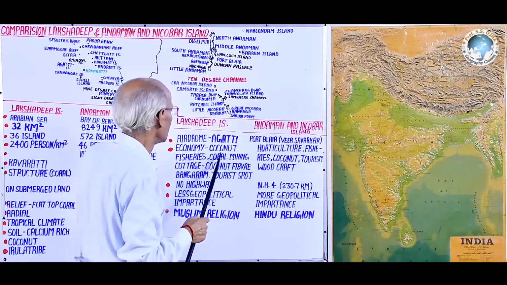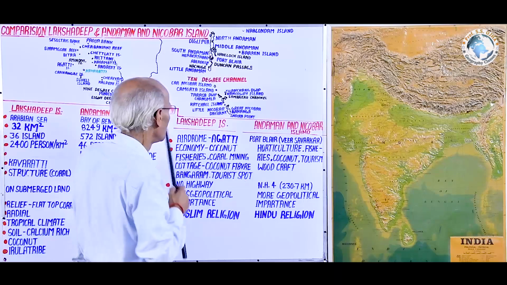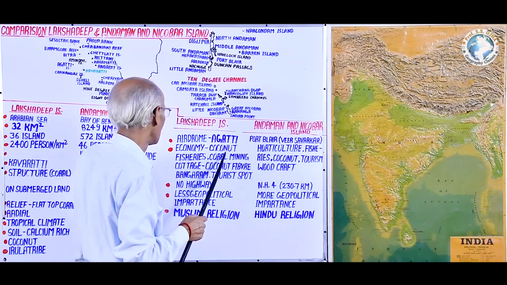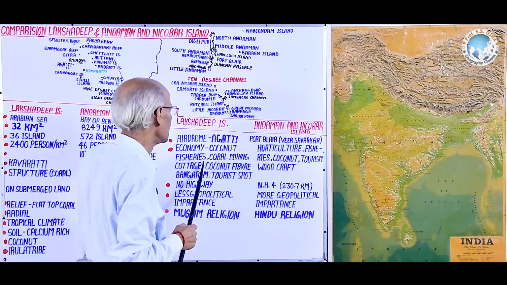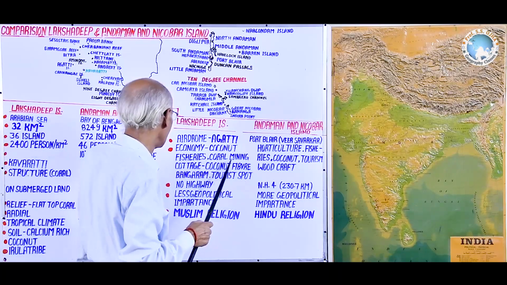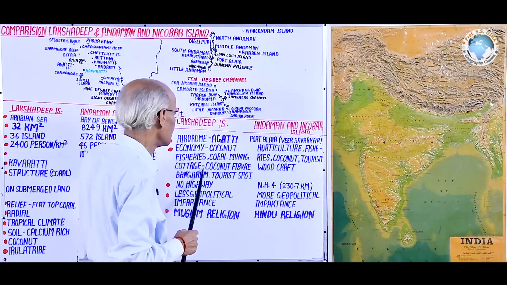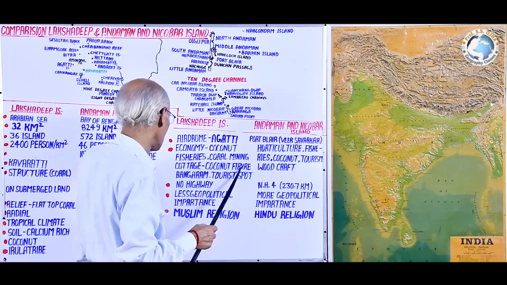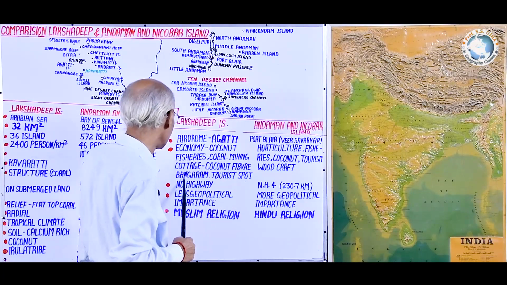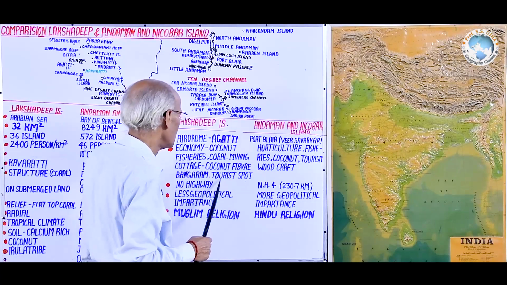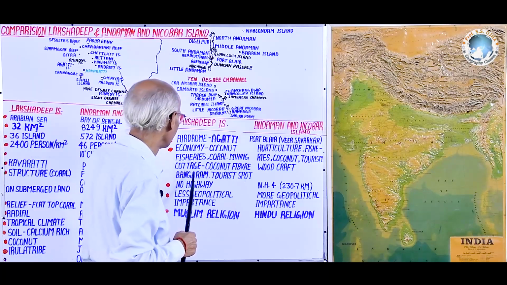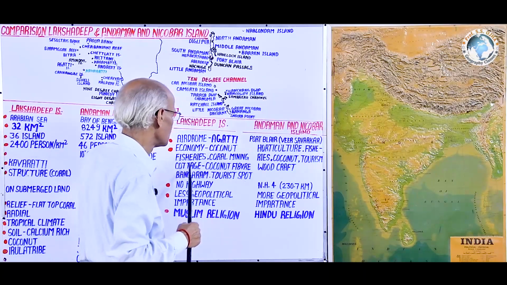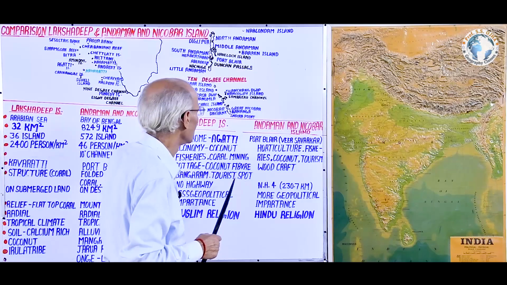Regarding economy, Lakshadweep is dominated by the production of coconuts. The other economy there is fisheries, coral mining, and cottage industries, where coconut fibers are used, and tourist spots. Tourism is also developing there. That's why these are the main sources of their economy.